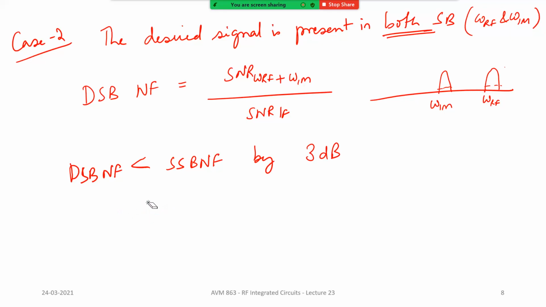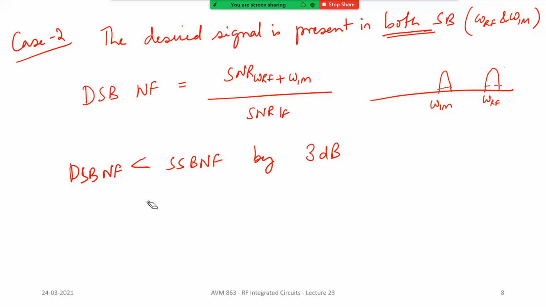All right, because you have twice the signal here, right? Many times, in order to project a nice number, especially in papers, you will see some papers reporting the DSB noise figure, which will obviously be 3 dB better than the SSB noise figure. So many times papers will explicitly mention: this is my SSB noise figure and this is my DSB noise figure.